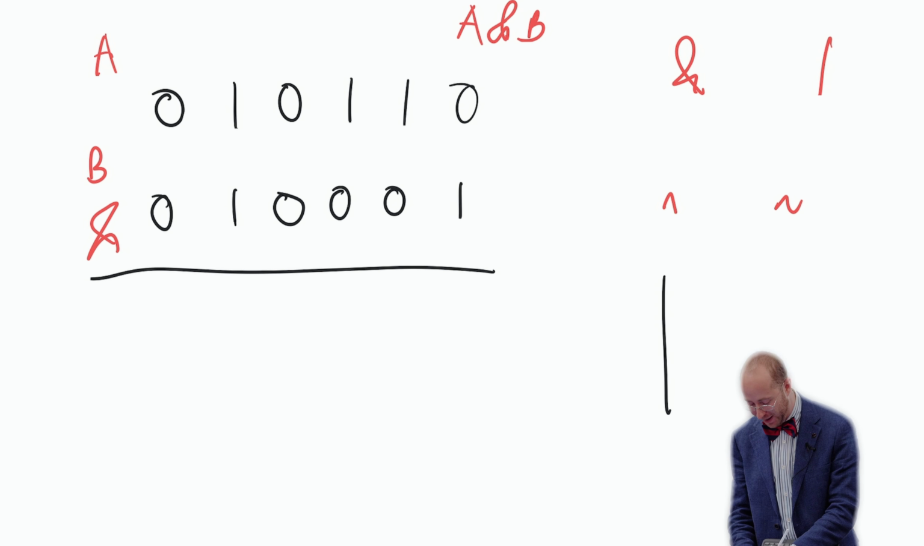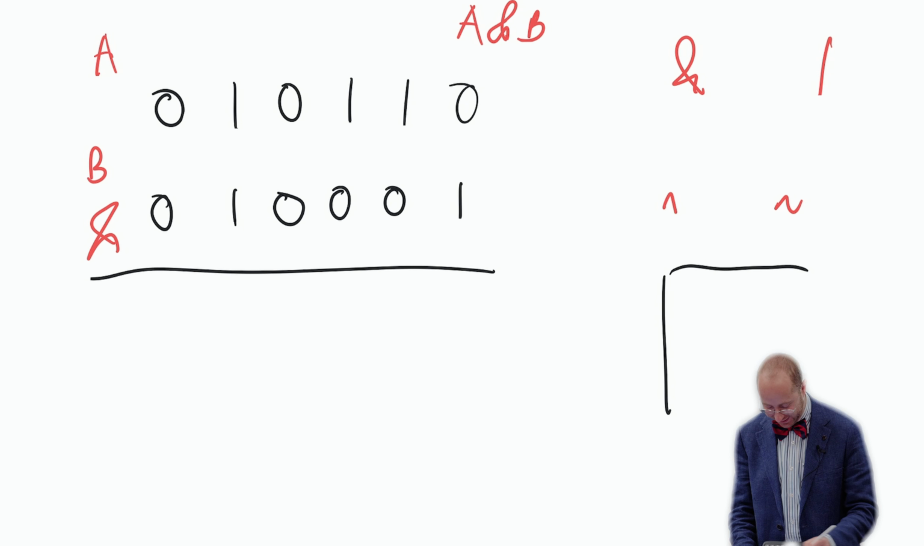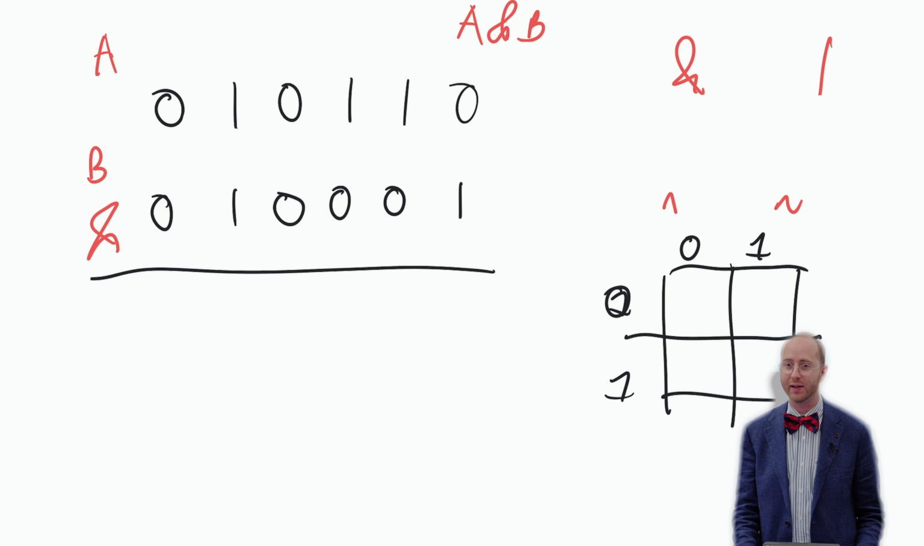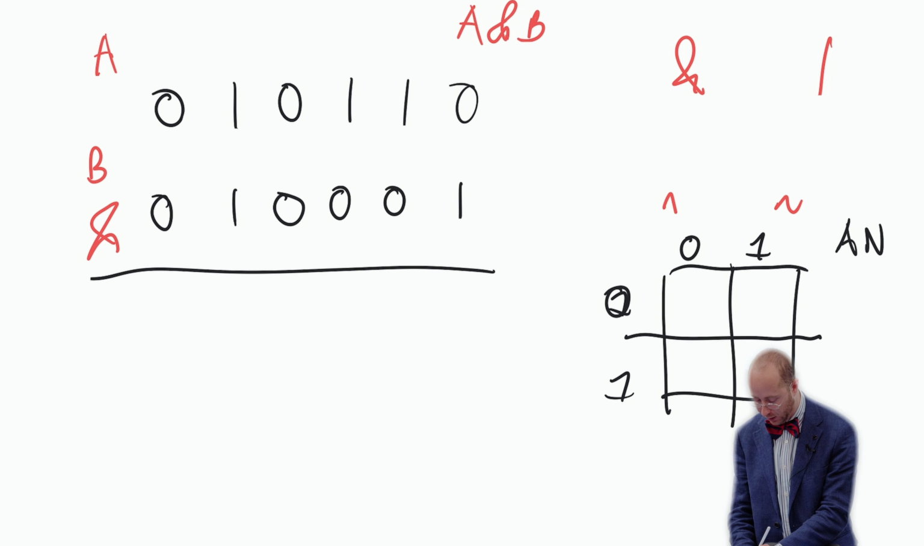Well, okay, we can do a baby truth table. 1, 0, 1. And this is what we call a truth table, and you'll probably see these in real analysis if you haven't already. And this is the truth table for the AND operation.